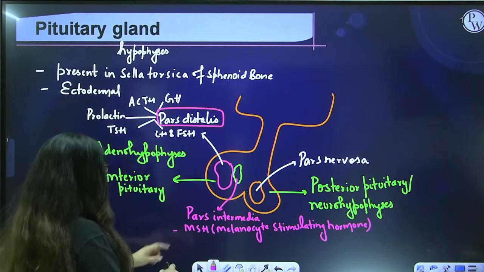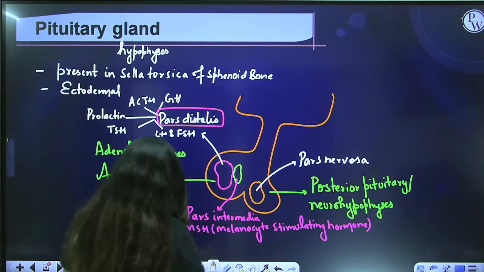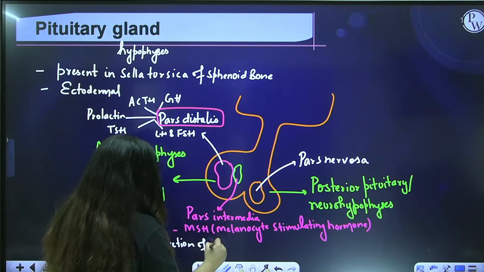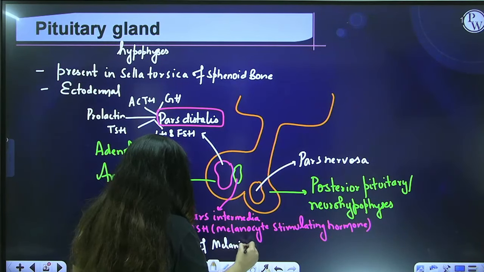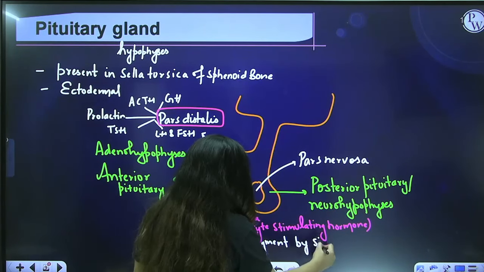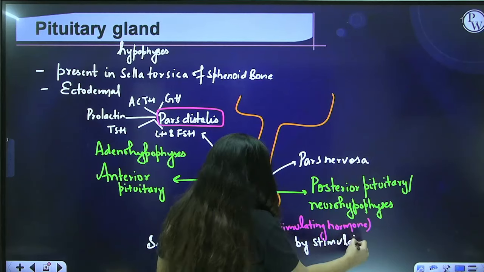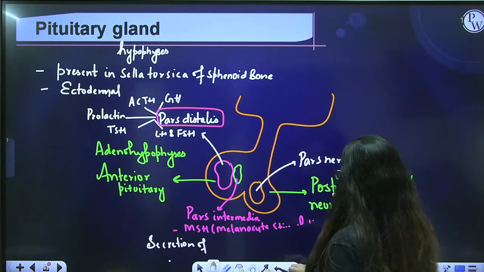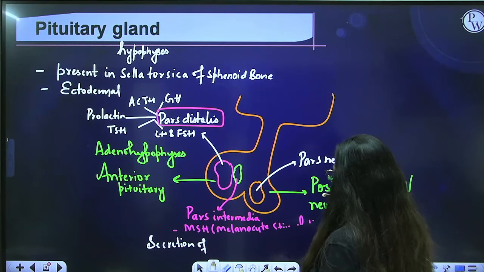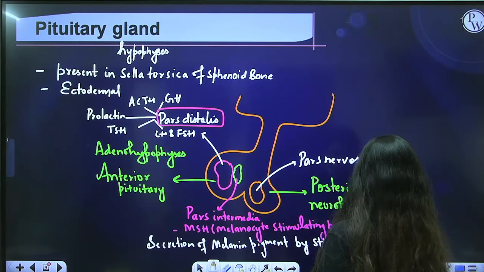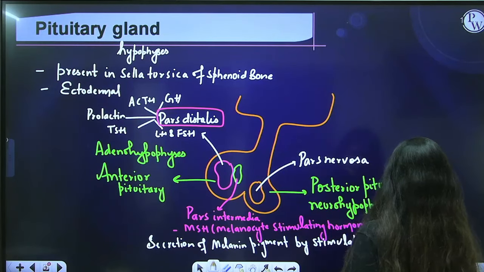Fine. So this melanocyte stimulating hormone helps in the secretion of melanin pigment by stimulating melanocytes, and these are present in the dermis of skin.